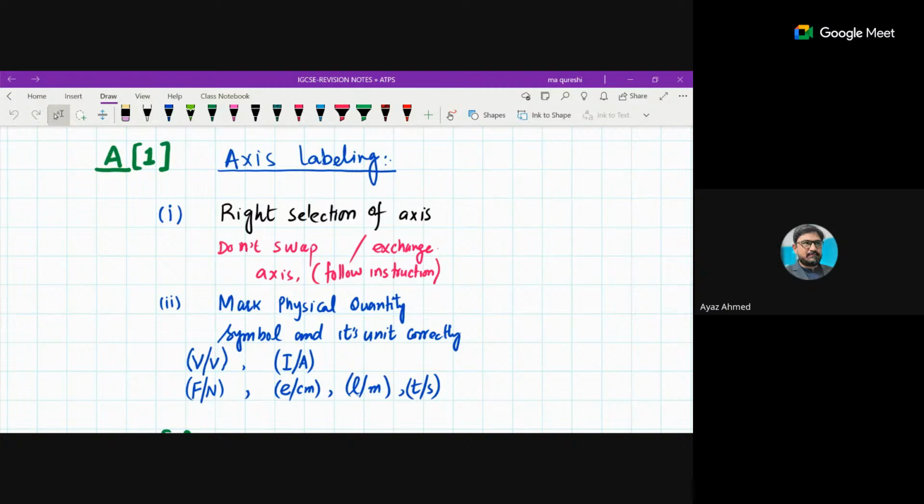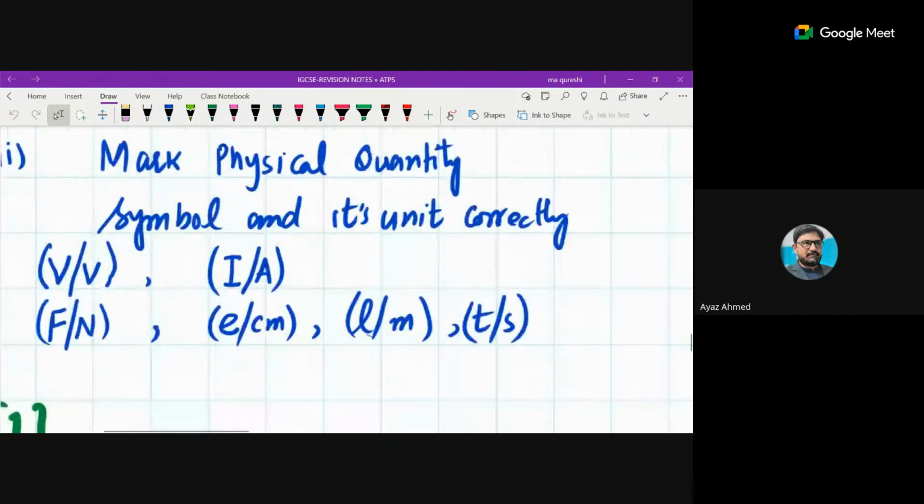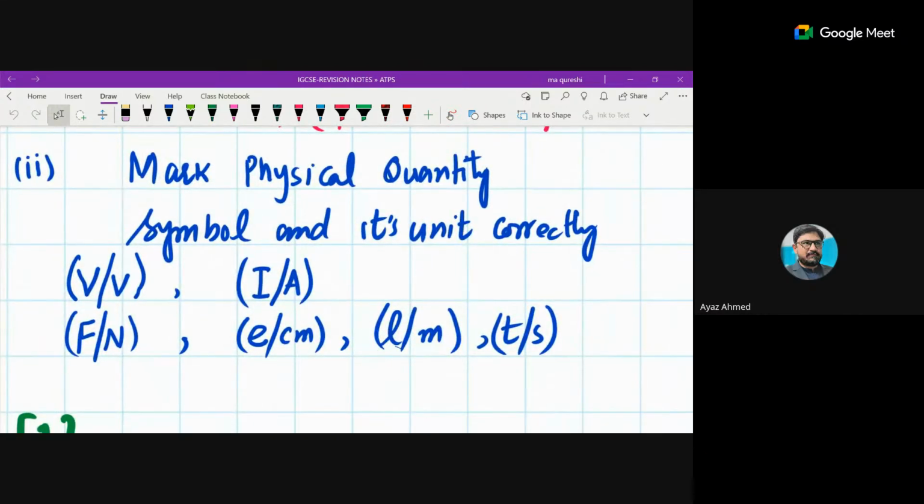Secondly, the axis must be labeled with the physical quantity symbol or the name of the physical quantity and its unit. It depends, either you are taking SI units or the measurements taken are the measurements instructed. For example, sometimes in the balancing instruments, as I told you, the length is measured in centimeter, not in meter. So you have to draw the graph in centimeters. Then you have to label in centimeters. Okay.